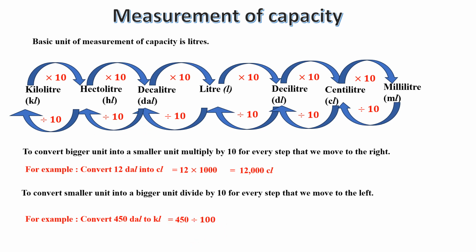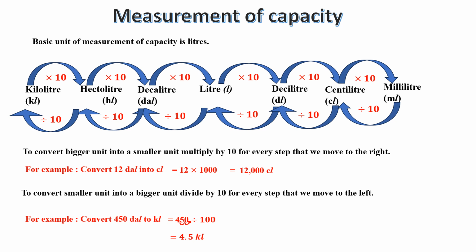Now if you are dividing it by 100, you can see here this 450 is a whole number, and in a whole number the decimal point is outside here. Now as 100 has 2 zeros, so 2 times you have to shift. So 1, 2. So the answer will be 4.5 kiloliter.